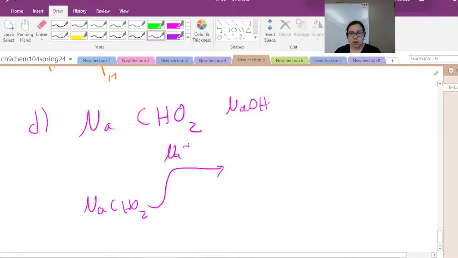Yeah, so NaOH, but then what do we know about sodium hydroxide? Strong base, weak base? Yeah, it's a strong base. It's just an ionic compound, it fully dissociates. So then what does that make our sodium? Acidic, basic, neutral?